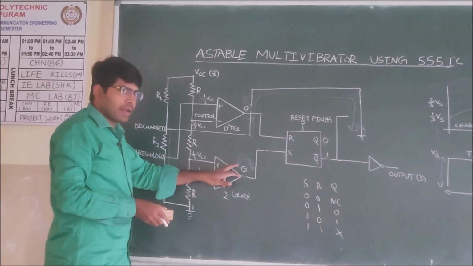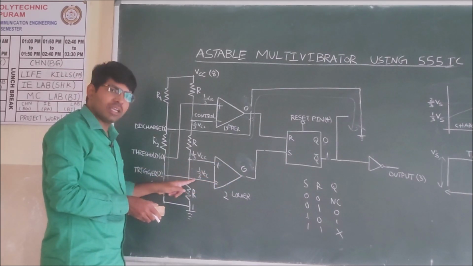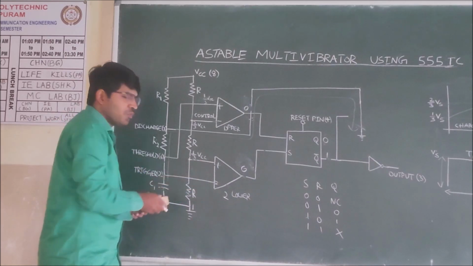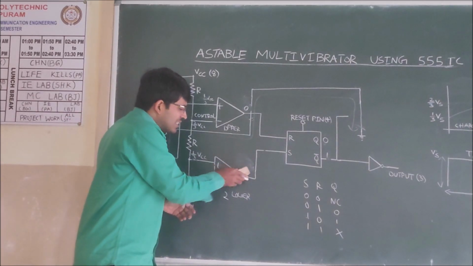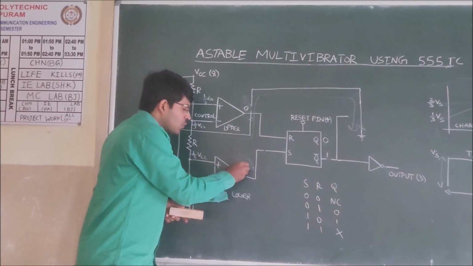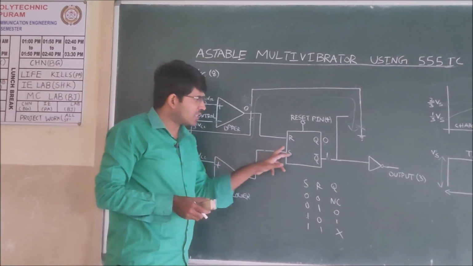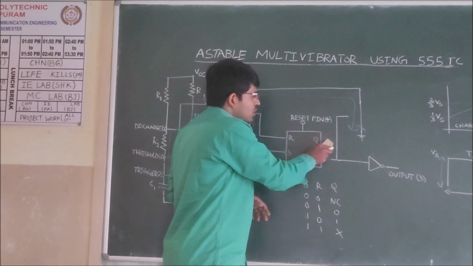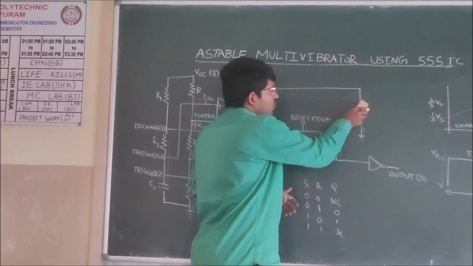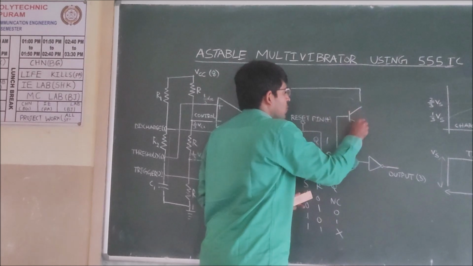Immediately, the comparator value changes, because this negative terminal value is less than 1/3 VCC, but the positive value is fixed at 1/3 VCC. So the capacitor discharged to 1/3 VCC. Now the positive value is higher, that's why the output will be high. Because it is high, the set pin is high, again Q changes to 1 and Q bar changes to 0, and again the transistor turns off. Now it acts like an open switch.